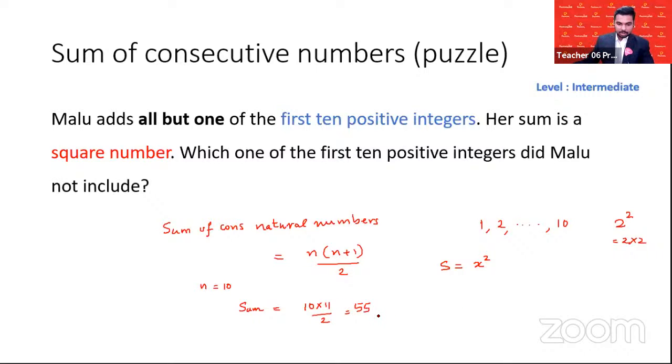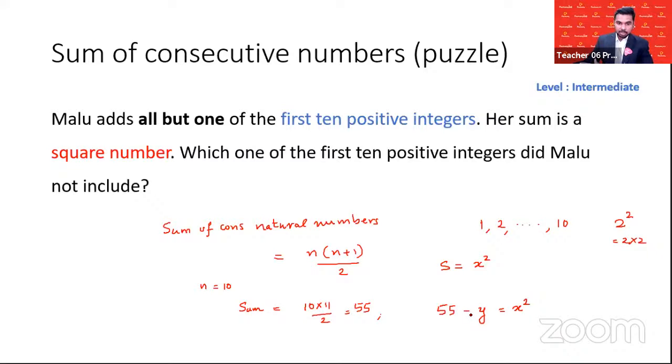Now, let us see if you can help Malu to find the digit or the number that she has missed. She is going to get a sum which is less than 55 because she has missed one of the numbers. So 55 minus some number, let me call that number y, is going to give the square of some integer x. So what is the largest value of y that she can take off?